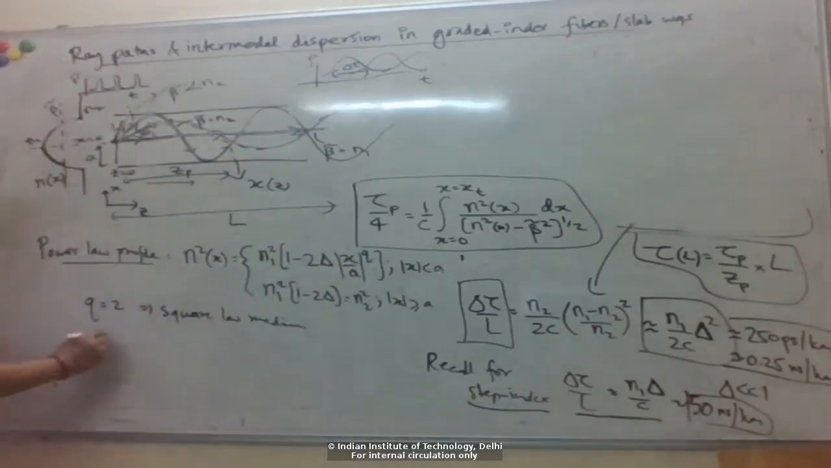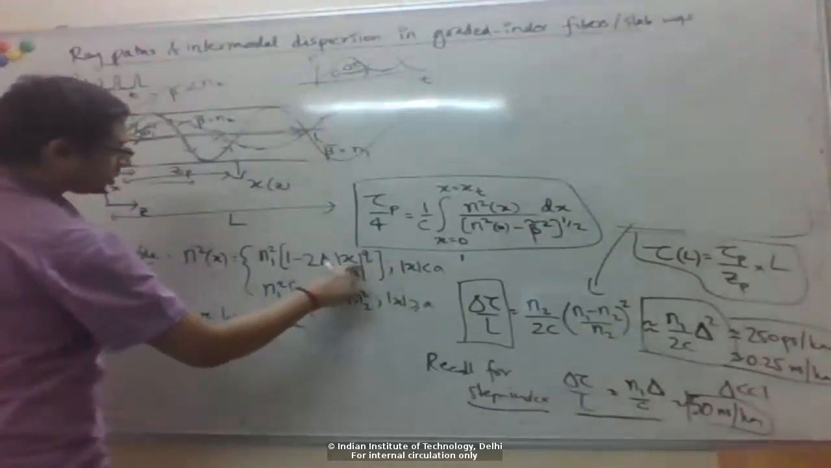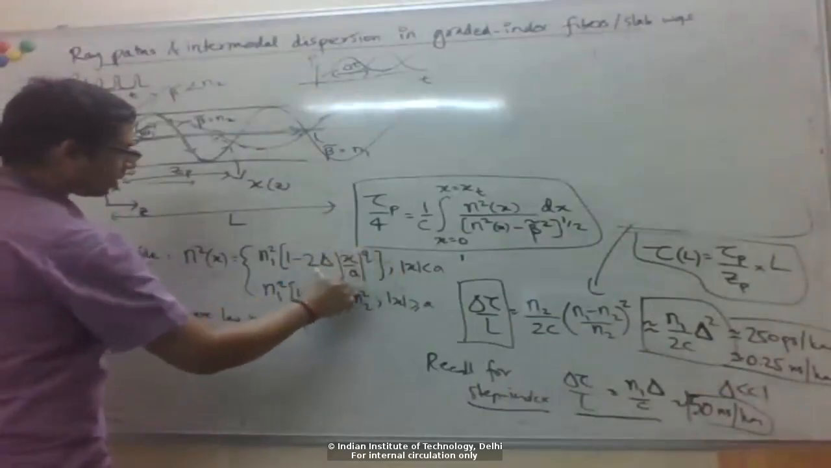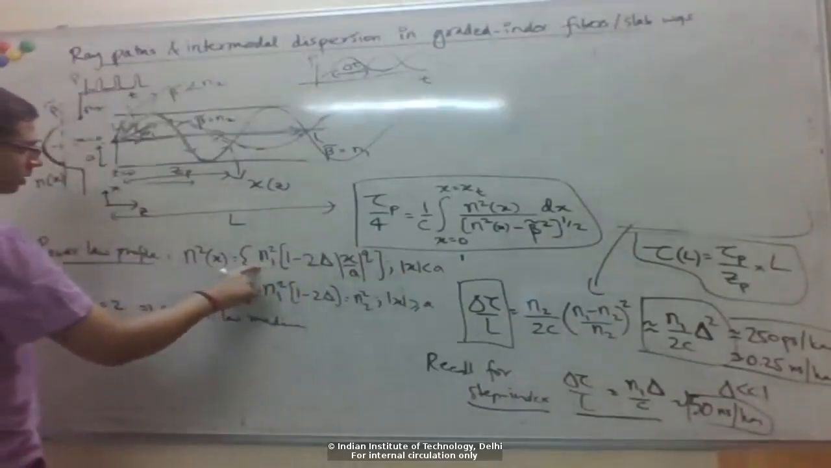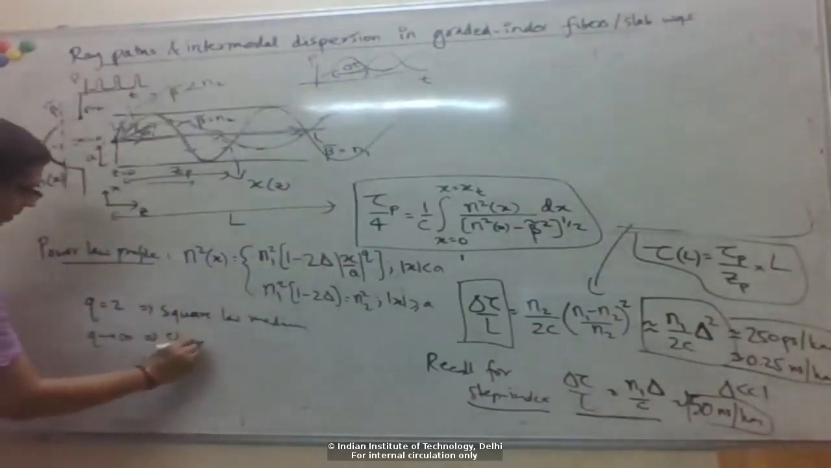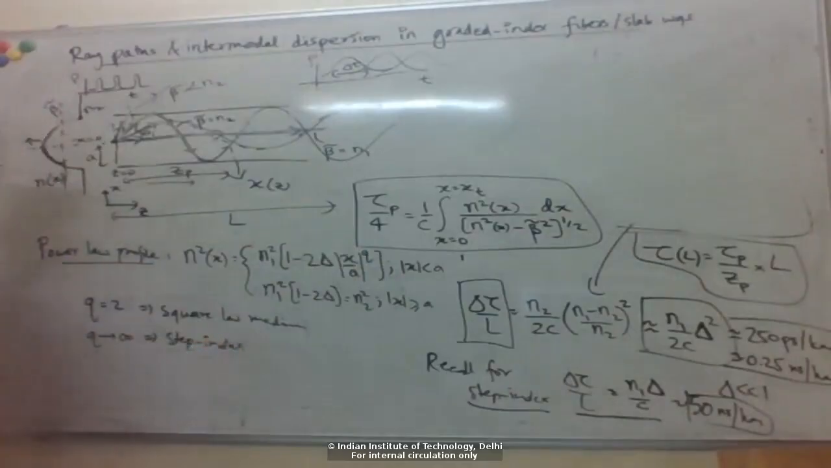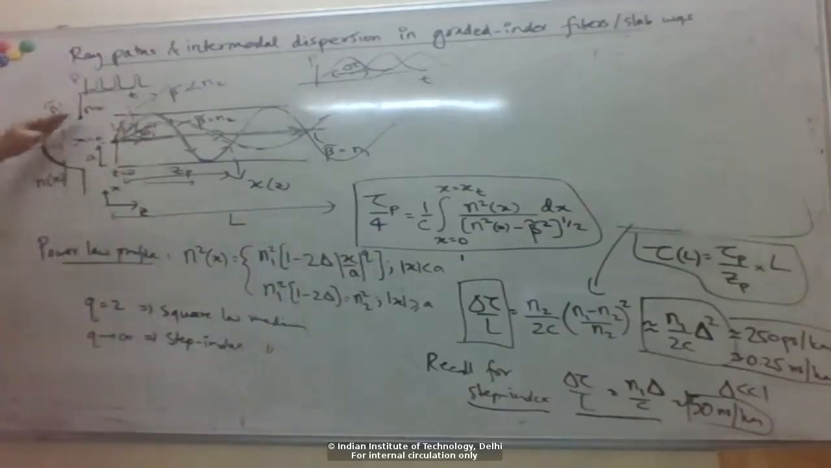You can see if q tends to infinity, then for x less than a, if that is raised to some very high power tending to infinity, this term becomes 0. So that is like a constant refractive index in the core. So this is like a step index. And for any other power of q, it will be some other profile. So for q equal to 1, it will look like a triangular linear profile.